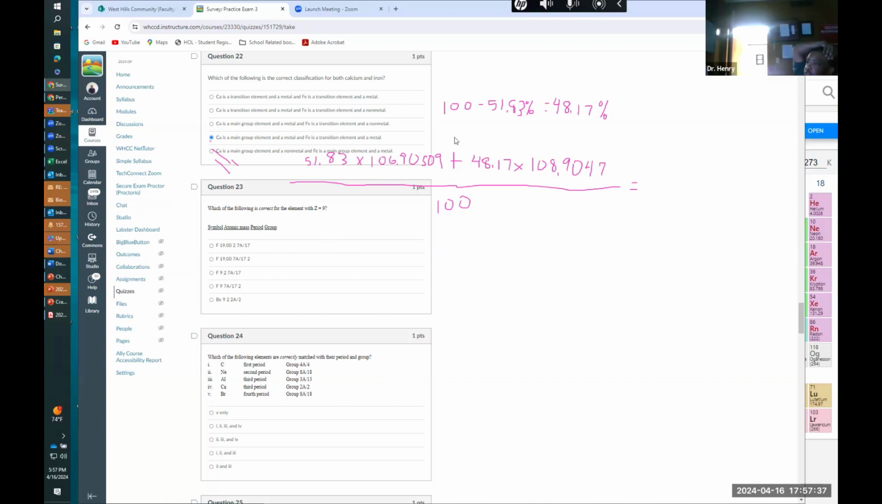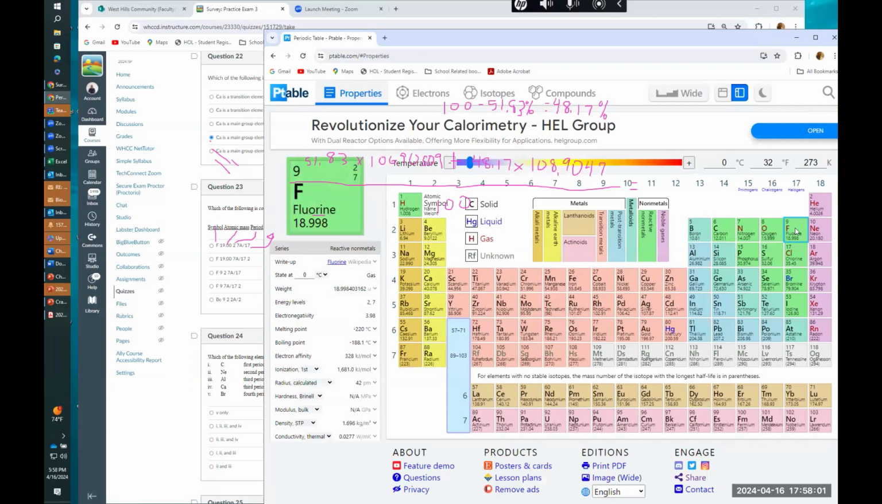Okay, so let's read what we're talking about. We're looking for the symbol, which is going to be F, the atomic mass, then this would be our period, and this would be our group. So we know we're looking for the atomic number of 9. We go to atomic number 9 on our periodic table, and it's fluorine. What period is it in? Two. Which group is it in? 17. Yeah, 17.